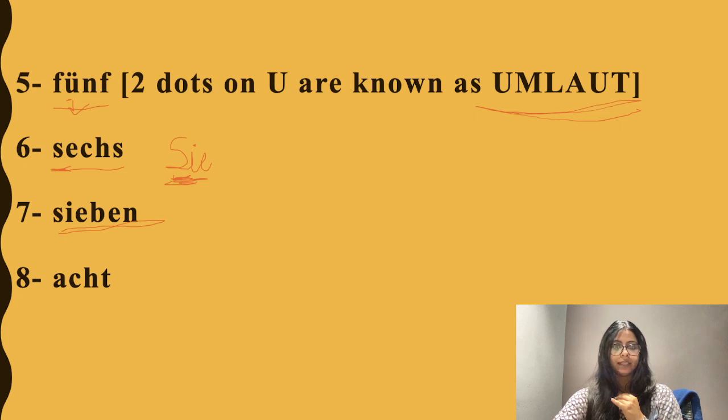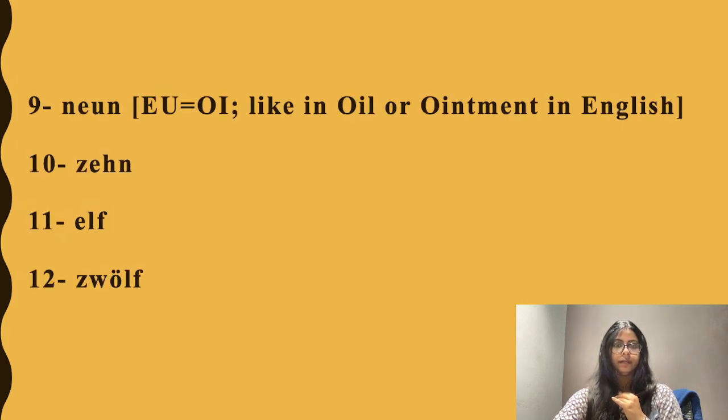Moving on to 8, it is acht. Once again, acht. Moving on to 9, it is pronounced as neun. So the EU you see takes the pronunciation of OI, like in the English word oil or ointment. So same way it is neun.